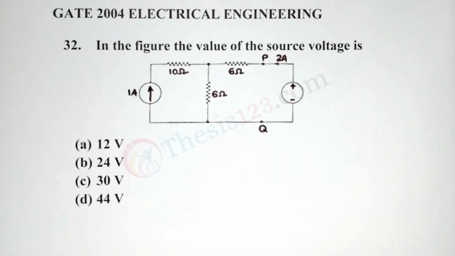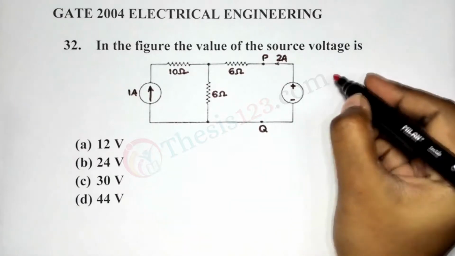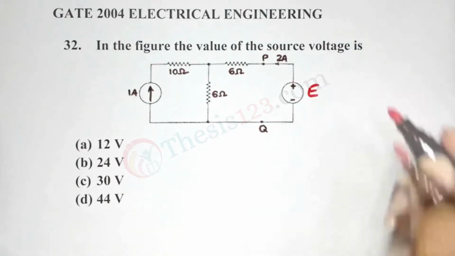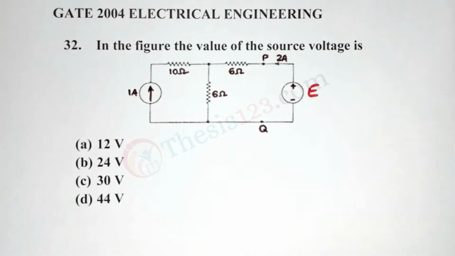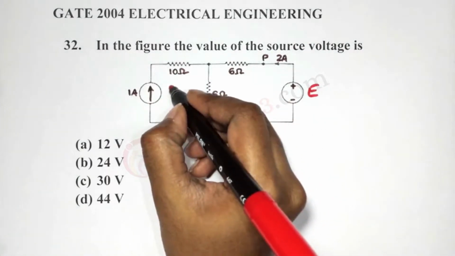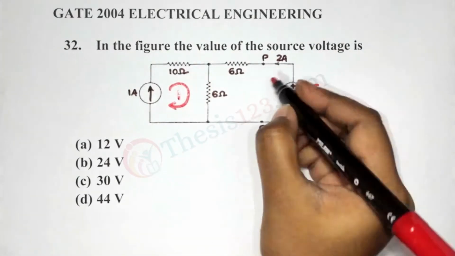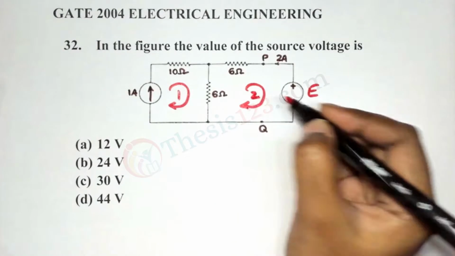Here is the next question, number 32. In the figure, the value of the source voltage is. So we will have to find out the value here of, let's call this E. We have to find the value of E. So our options are 12, 24, 30 and 44. So to solve this, let's consider applying KVL to both these loops over here. We'll call this loop 1 and we'll call this loop 2.